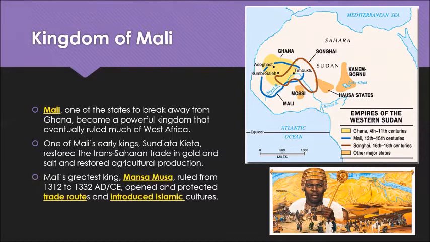One of their earliest kings, Sundiata Keita, is going to restore the trade routes that had been destroyed by those North African invaders that basically took out Ghana. And he's going to begin the gold and salt trades again, as well as revamping the agriculture. So they're going to start producing more food a lot faster.